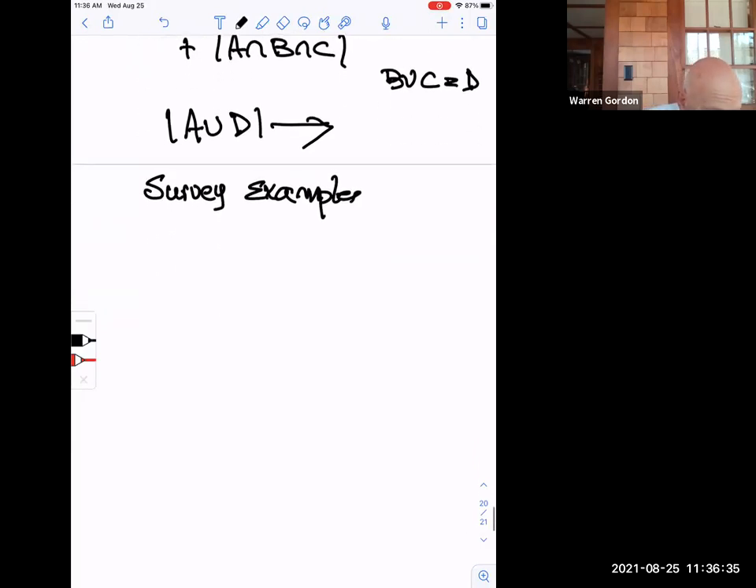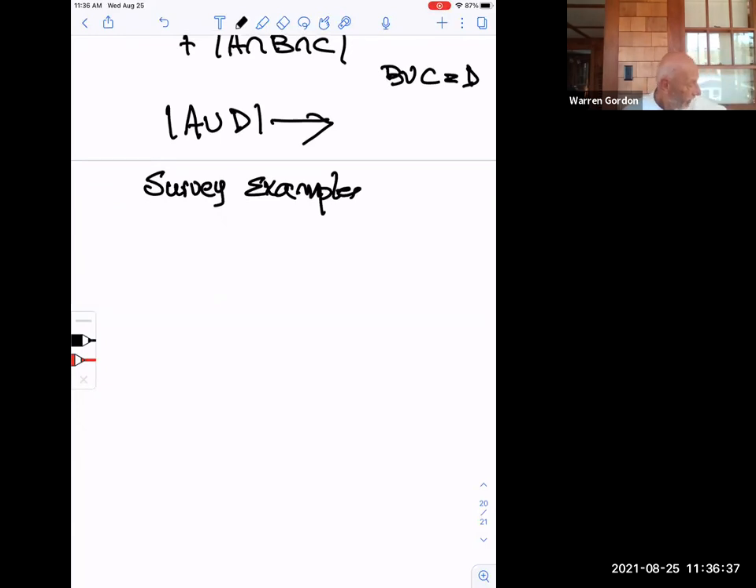So here's the first problem. Let me get my glasses on so I can read my text. I'm taking example 3 from the text, and it says the following. And then I'll do the next example, which is a little more complicated. We surveyed 80 students.